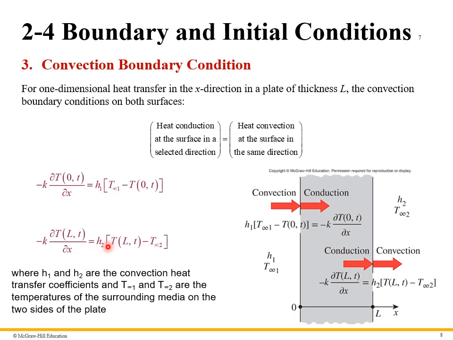Now, what's H1 and H2? Those are the convection heat transfer coefficients. The T infinity 1 and T infinity 2, those are the temperatures out here in the surrounding media. So, for example, T infinity 1 is the temperature out here away from the wall, and T infinity 2 is the temperature out here on the right end of the wall. And then you have these constants, H1 and H2. Those are your convection coefficients.